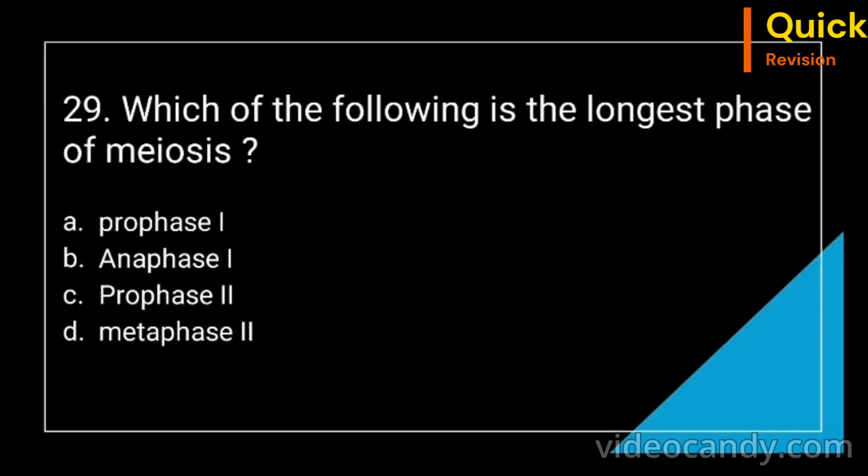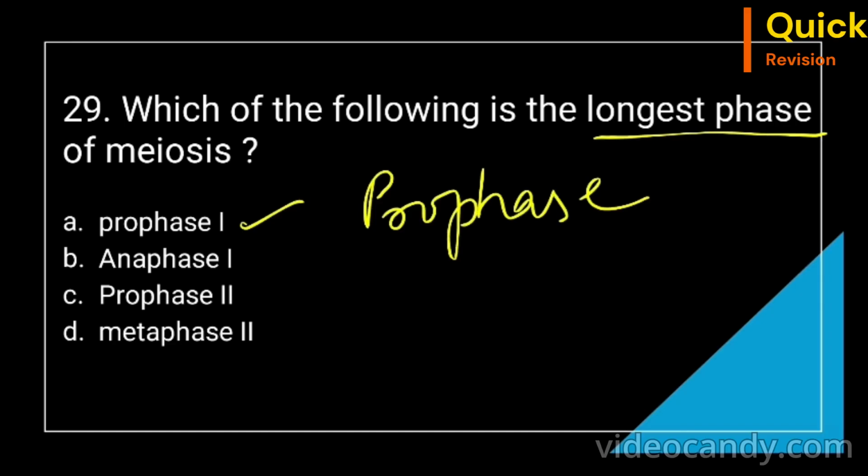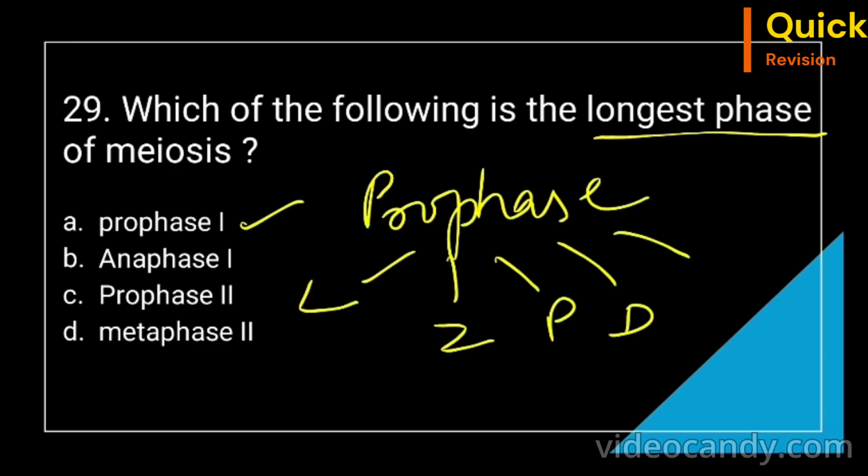29th question. Which of the following is the longest phase of meiosis? This one everyone can answer by now, because that will be prophase 1, because in prophase itself we have 5 sub stages, right? Leptotene, zygotene, pachytene, diplotene, and diakinesis. So prophase is actually a complex phase and it is the longest phase in meiosis.